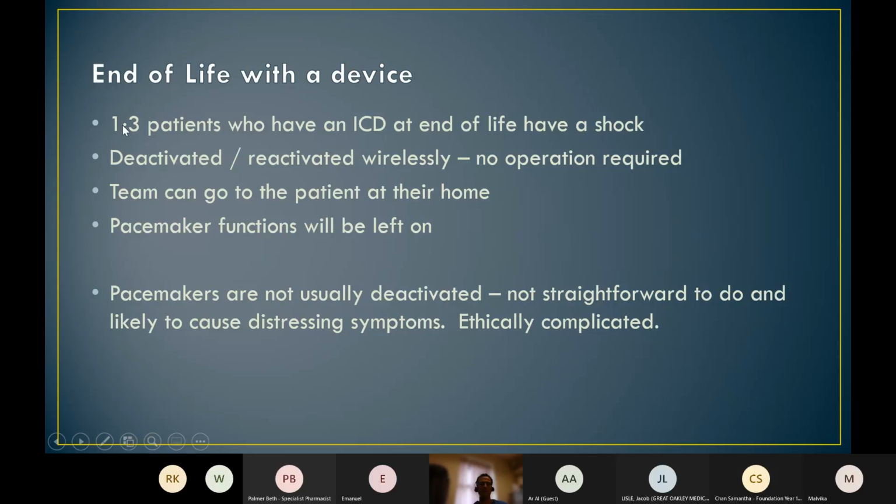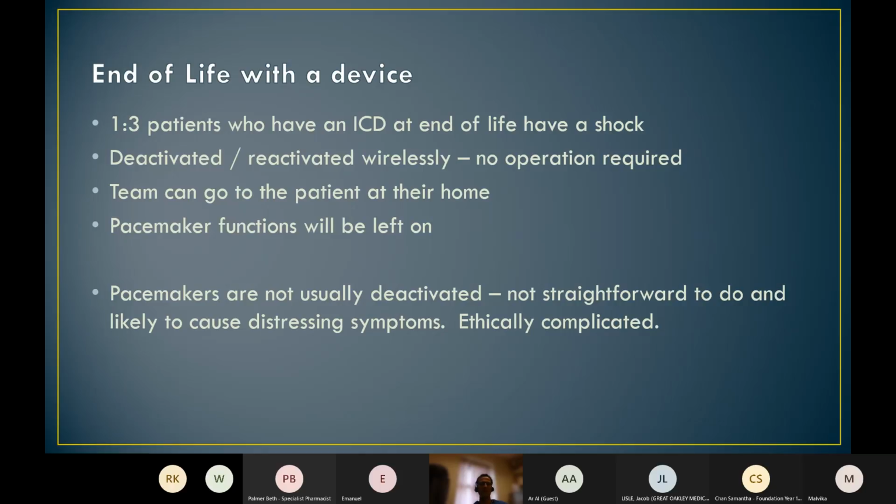Do identify if your patient has an ICD. Pacemakers, on the other hand, are not usually deactivated. That's partly because it's not straightforward to do, partly because it's not wonderfully ethical. I would feel deeply uncomfortable being responsible for the patient dying in front of me. But it doesn't normally happen like that.